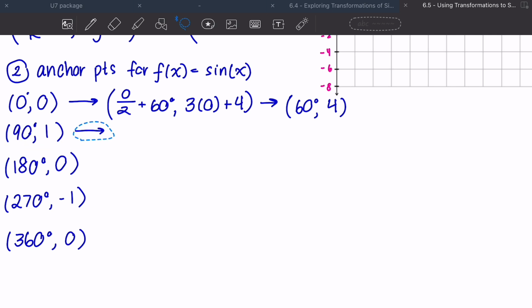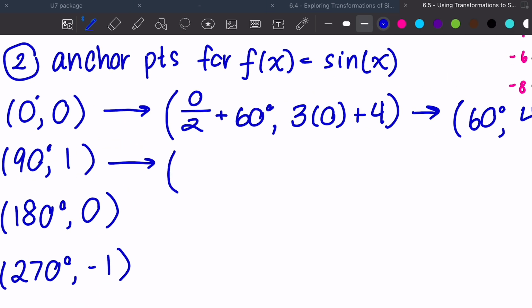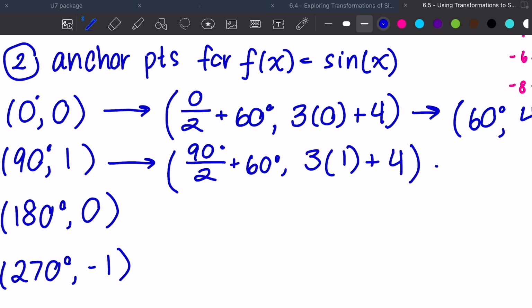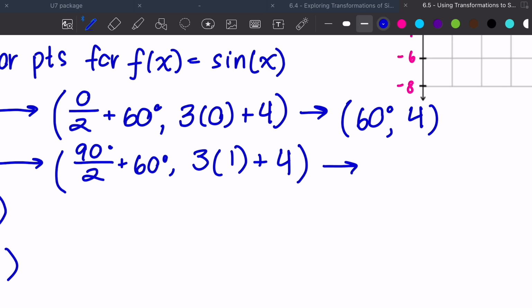Okay, now that I'm a little spaced out, I'm going to just keep repeating. I'm going to do 90 over 2 plus 60, and then 3 times 1 plus 4. Again, letting my calculator do the heavy lifting for me. 90 divided by 2 is 45. 45 plus 60 gives me 105. And then 3 times 1 is 3, plus 4 gives me 7.